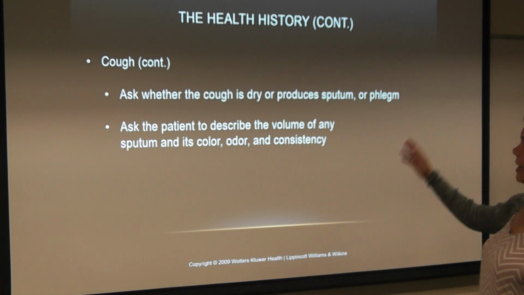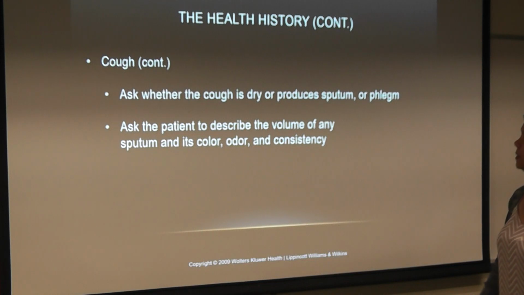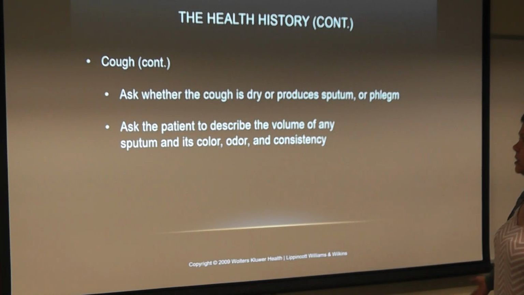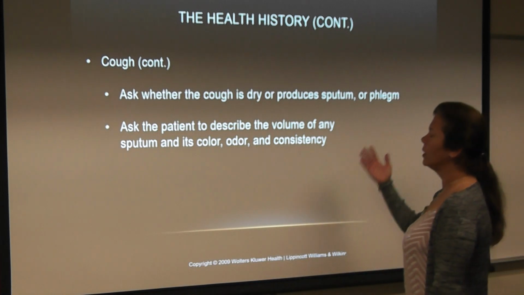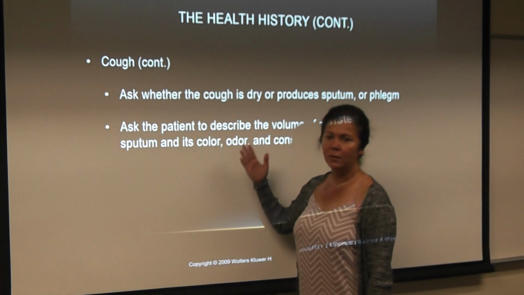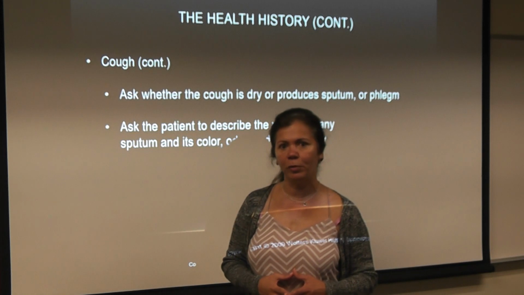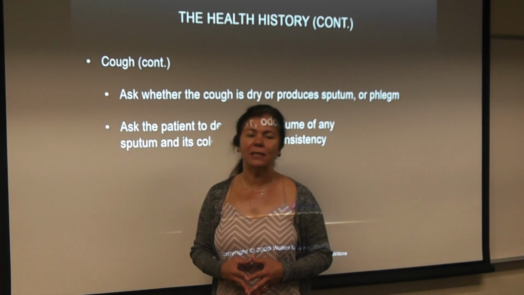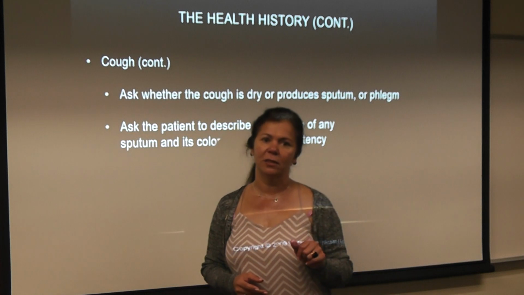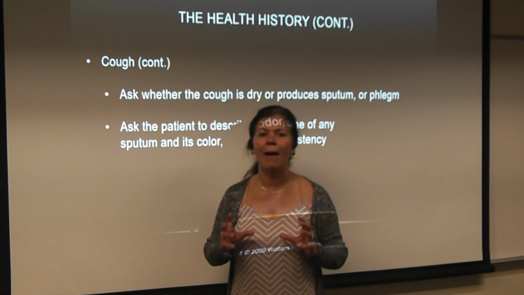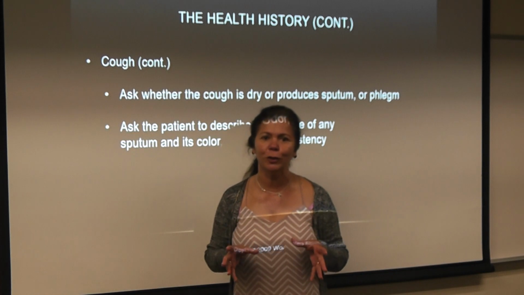So, as I said, ask the patient whether the sputum is dry, white, yellowish, rusty, depending on the color. And the volume. Volume is super important, because when you have patients that have chronic pulmonary conditions, remember that COPD has two components, emphysema and chronic bronchitis. Chronic bronchitis is abundant, copious sputum.